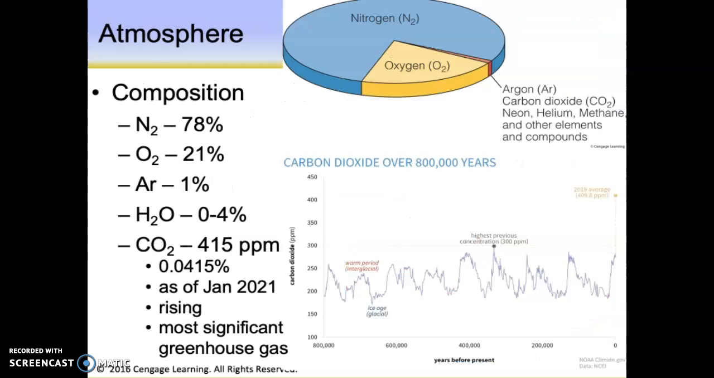So anyway, in your book, I think it gives the parts per million as 380. That's a couple years ago. So that just shows you how quickly this is rising.